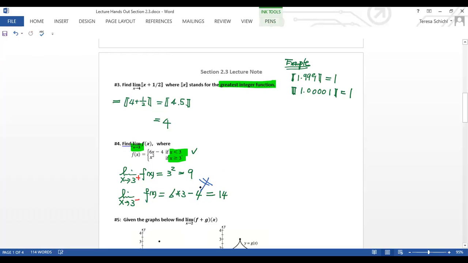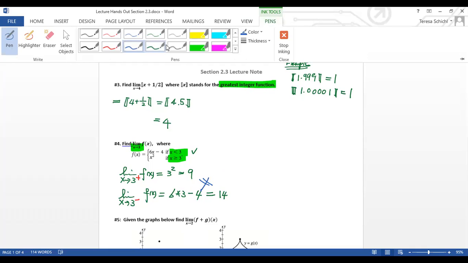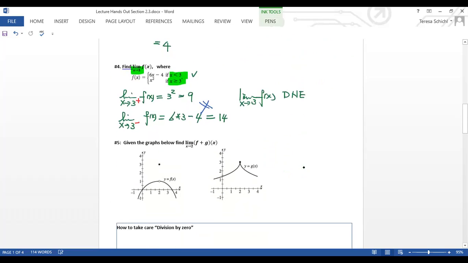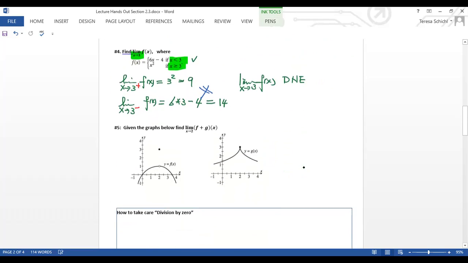So they are not equal to each other. From the previous lecture, we said if the limit exists, the right-hand side has to be equal to the left-hand side. Right now, the left-hand side is not equal to the right-hand side. What is our conclusion here? We say, hey, the limit as x approaches 3 of f of x does not exist, right?